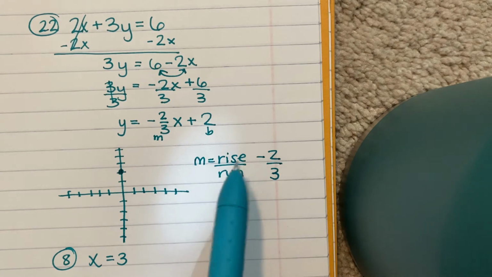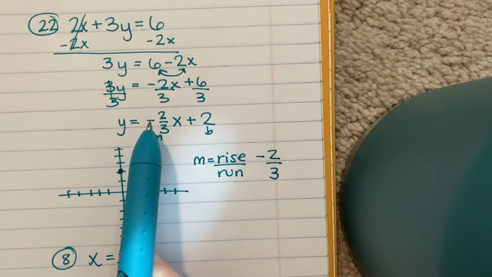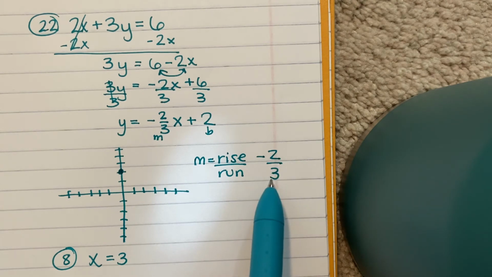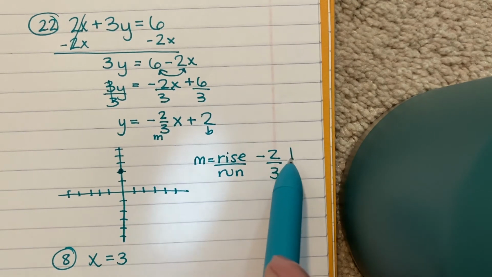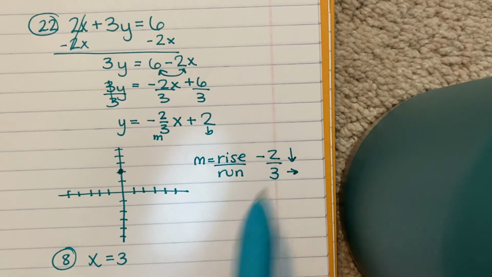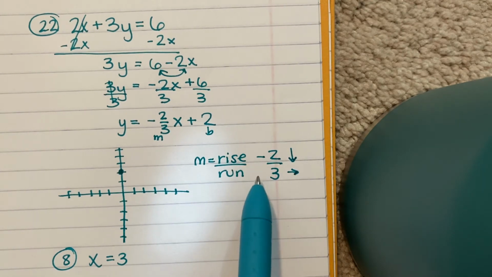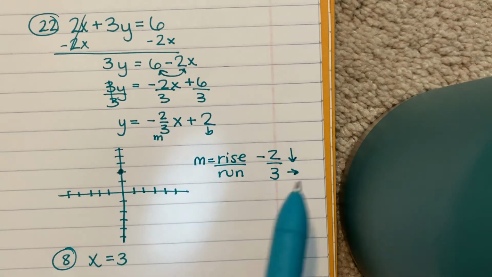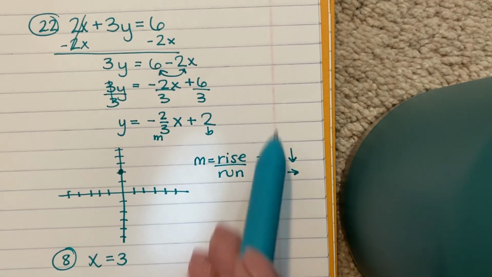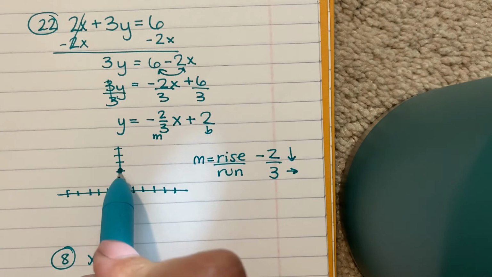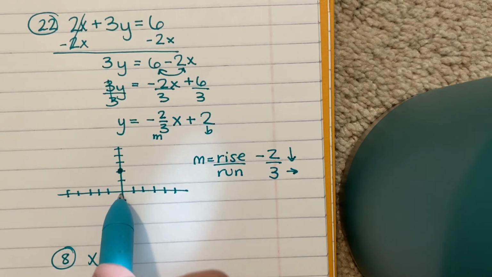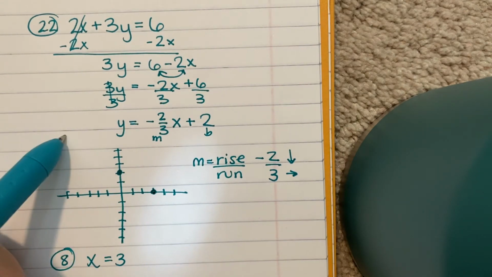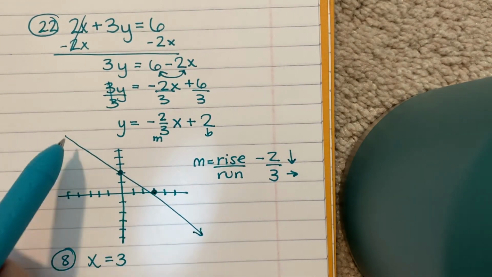Both numbers are not negative. I just stick the negative sign in the numerator. So 2 is negative, 3 is positive. So I'm going to go down 2 and to the right 3. The reason I cannot make both of these negative is because that would represent a positive slope. So only one of the numbers is negative. Instead of going up 2, I'm going to go down 2 because my slope is negative. Then I'm going to run to the right 3. 1, 2, 3. Connect them, and you have your line.